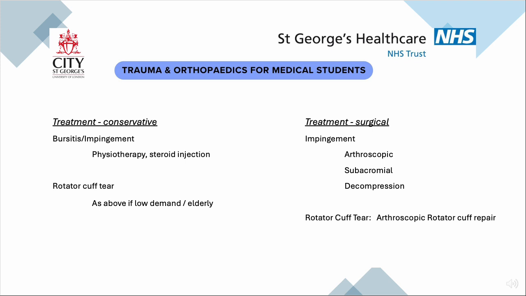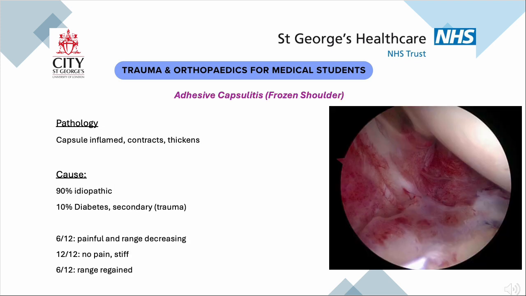However, it's dependent on the age of the patient, the size of the tear, and the quality of the tendon, and all of these factors have to be taken into account in the surgical decision making. The next common shoulder related condition is adhesive capsulitis, or frozen shoulder. In this condition, the capsule of the shoulder starts to get inflamed, contracts and thickens, as can be seen in the arthroscopic picture on the right.